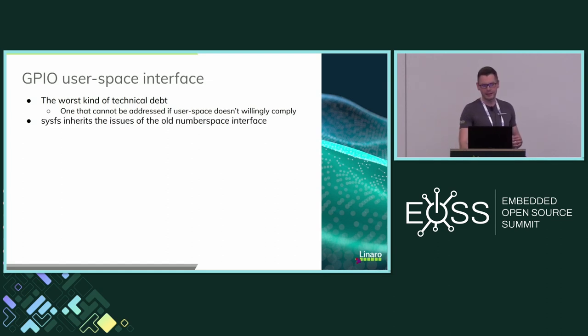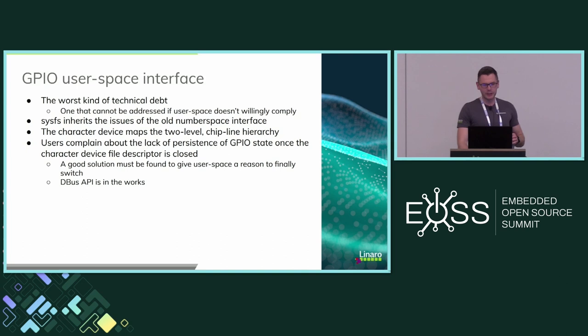So we have this old SysFS interface for GPIOs. It uses the old GPIO numbering. We have provided a character device for GPIOs that maps the two-level hierarchy that we have, so the chip and the lines underneath. But the users complain about an issue. The issue is that in SysFS, you would have persistence of state. And it's not to say that you don't have that with the character device, because SysFS is simply a user of GPIOs. It requests GPIOs on behalf of user space. So you can imagine SysFS is the server to which you go and tell, okay, export this GPIO, use it, toggle it, wait for interrupts.